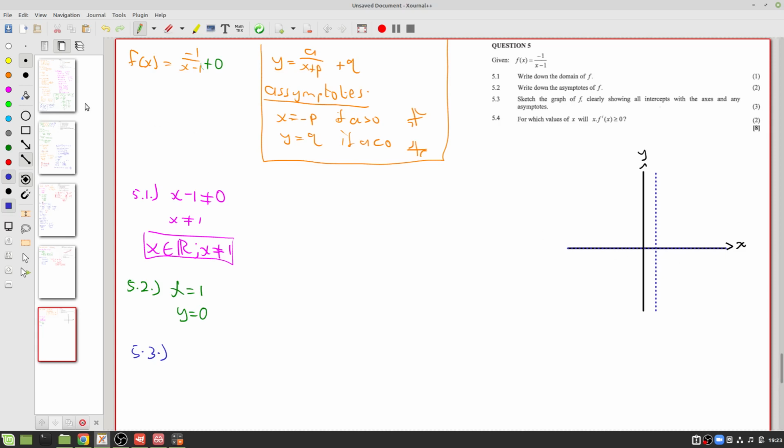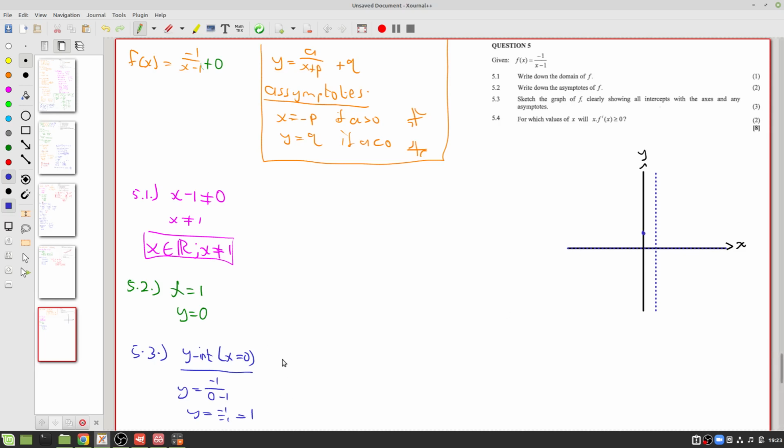Then we also need any intercepts of the axes. So how do we find an intercept? Let's start with the y-intercept. Let me first change this back into standard. The y-intercept is when x is 0, so we make x 0. That'll give us y equals negative 1 over 0 minus 1. So y equals negative 1 over negative 1, which is 1. So y equals 1 is going to be one of the intercepts.